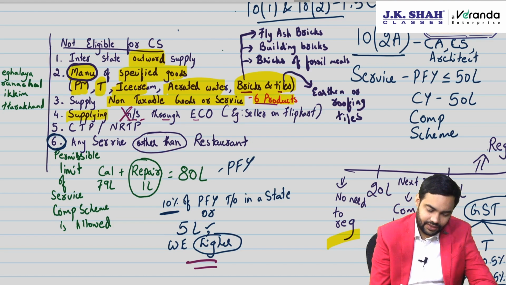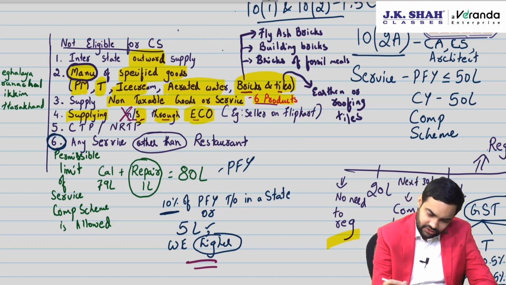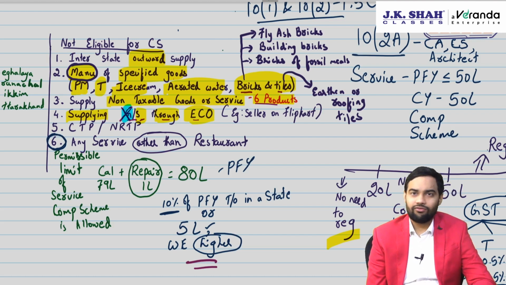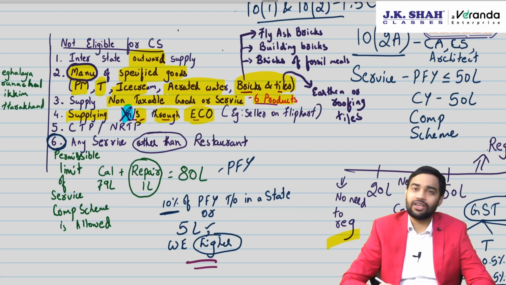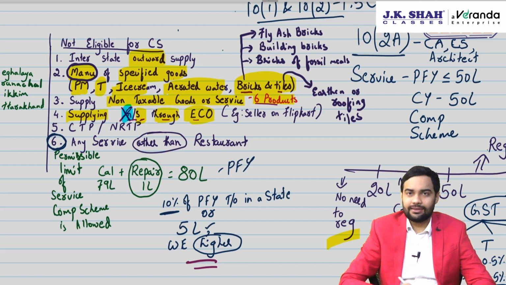Then supplying services through eco. Earlier goods through eco was also mentioned, but now goods is not there. So careful, only any person supplying services through eco will not be eligible. Say suppose a seller on Flipkart is providing some service on Flipkart, then he will not get the composition scheme. If he is selling goods on Flipkart, he will still be eligible for the composition scheme.